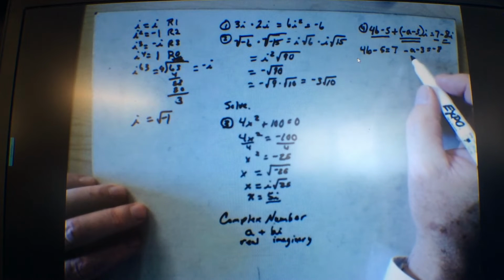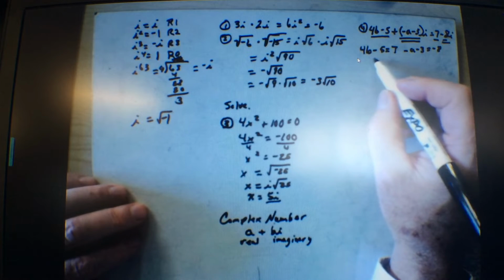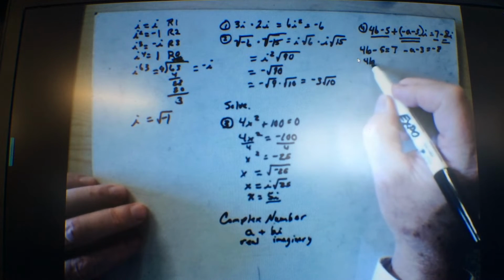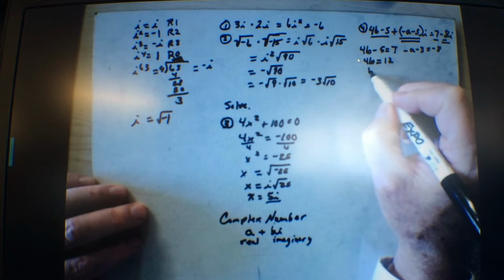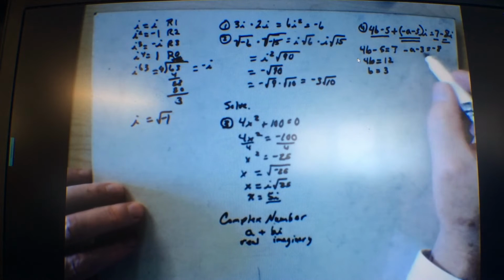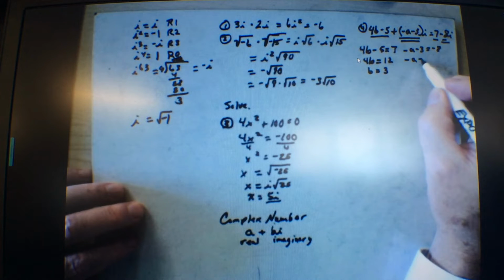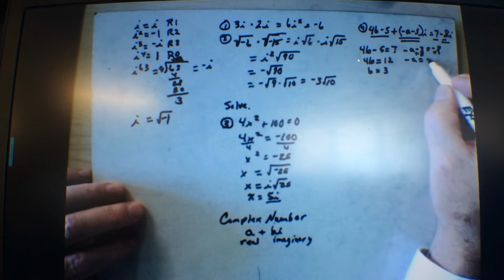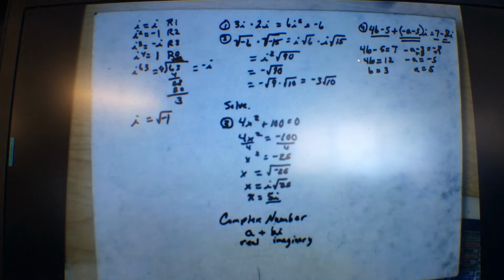So if you want to solve for b, you say 4b equals 12, and then b equals 3. And if you want to solve for this, negative a equals, if I add 3 to both sides, I get negative 5, and so a equals 5. Now there are more complicated ones in your assignment.